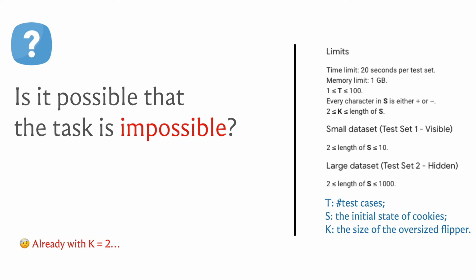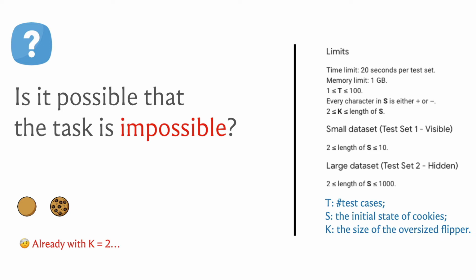And again, this is a bit of a spoiler alert. If you didn't have a chance to pause before, maybe you want to think about this now with this hint in place. Alright, so notice that even with k equals 2, which is the most basic kind of an oversized flipper that you could be working with, you could get stuck with just 2 cookies in front of you.